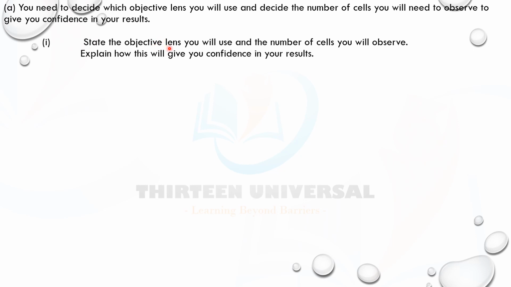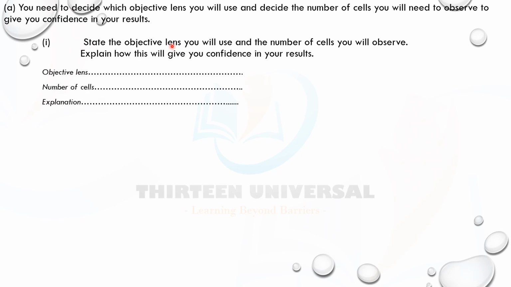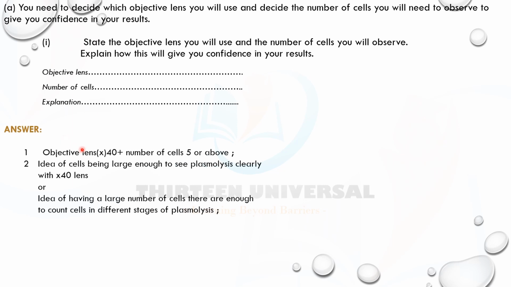Of course, you don't want to see too many cells. Maybe around 10 or 11, enough for you to observe the change. Objective lens times 40, number of cells, maybe 10 or thereabout or less than that. Explanation: to see the plasmolysed cells clearly. Looking at the marking, objective lens times 40 plus number of cells, 5 or above. You don't need too much, but minimum 5.